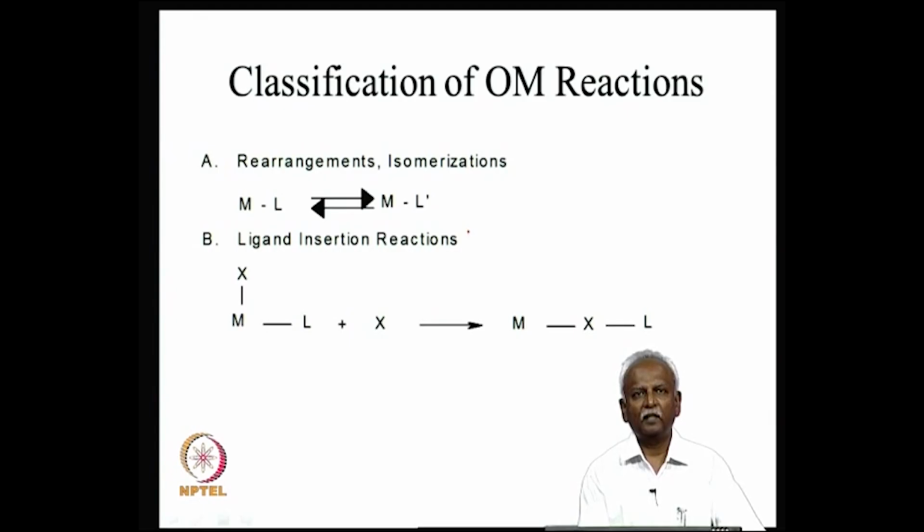And then come ligand insertion reactions. In these cases, if you have a ligand that is pictured here as X, it can be a neutral molecule. If it can add between the metal and the ligand, then one can have such a transformation, that is, you can have the insertion of this X group in between the metal ligand bond. So, it looks as if this metal ligand bond is broken and you have insertion of the X group.